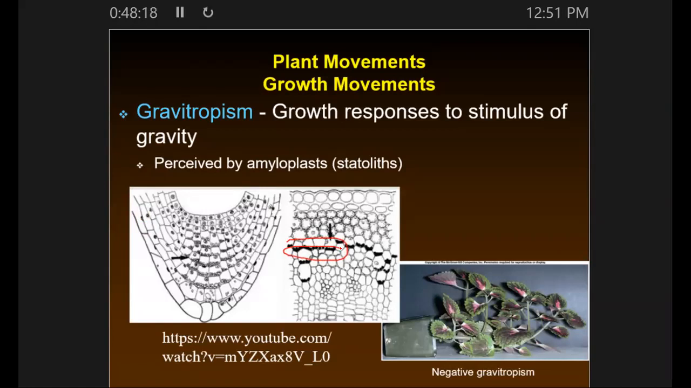And then the plant on the right there, they're just showing negative gravitropism, where the plant's like, I want to grow away from gravity. So again, growth movements away in this case.